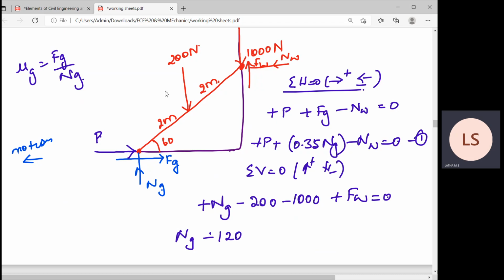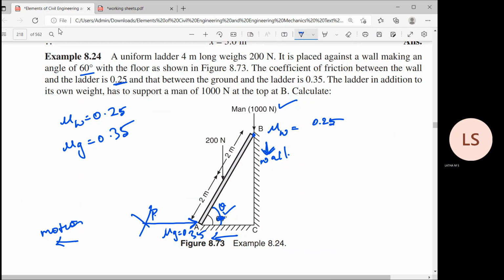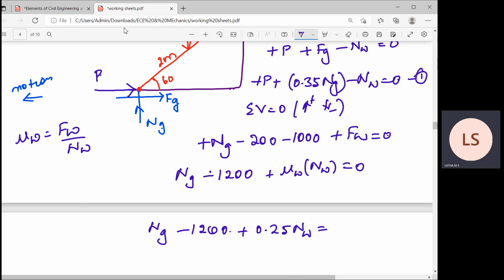Minus 1200, I can write Fw using mu W is equal to Fw by Nw. So Fw is mu W into Nw. I have the value of mu W, which is 0.25. So Ng minus 1200 plus 0.25 of Nw is equal to 0. I call this equation 2.